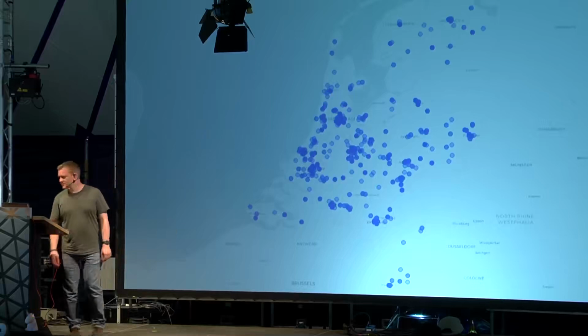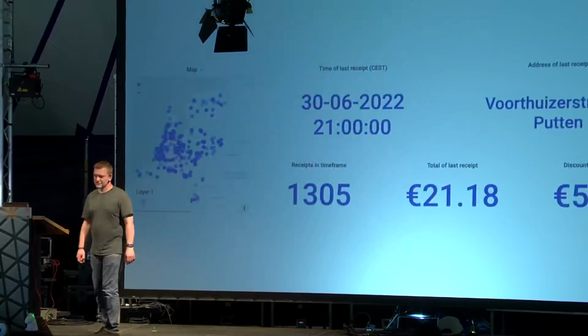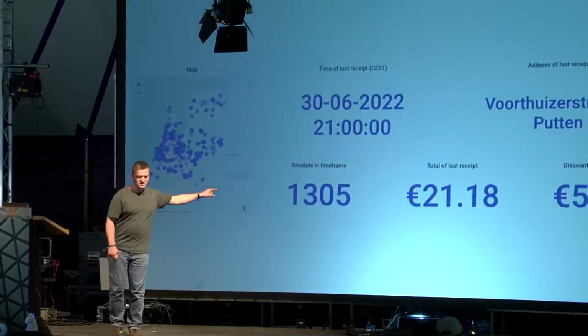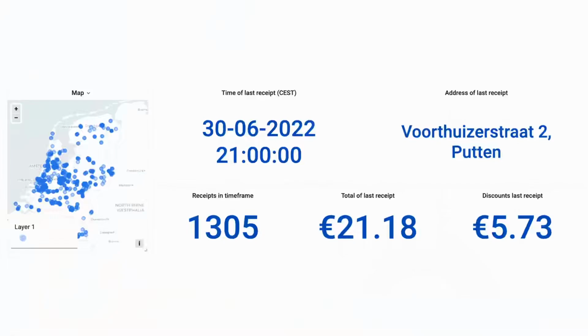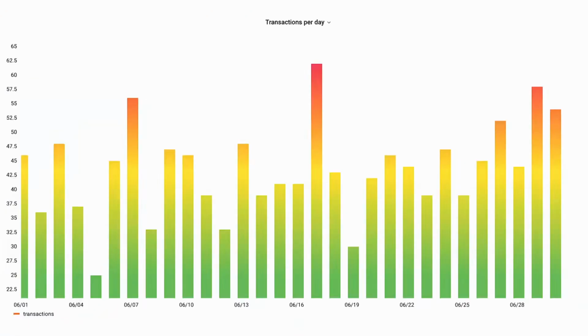I have more statistics as well. Here is how many people used my website. It's 1,305, and this is just in June. Here you can track the amount of times it was used per day. So it was quite a busy day there on the 18th. Not sure what's up with that.